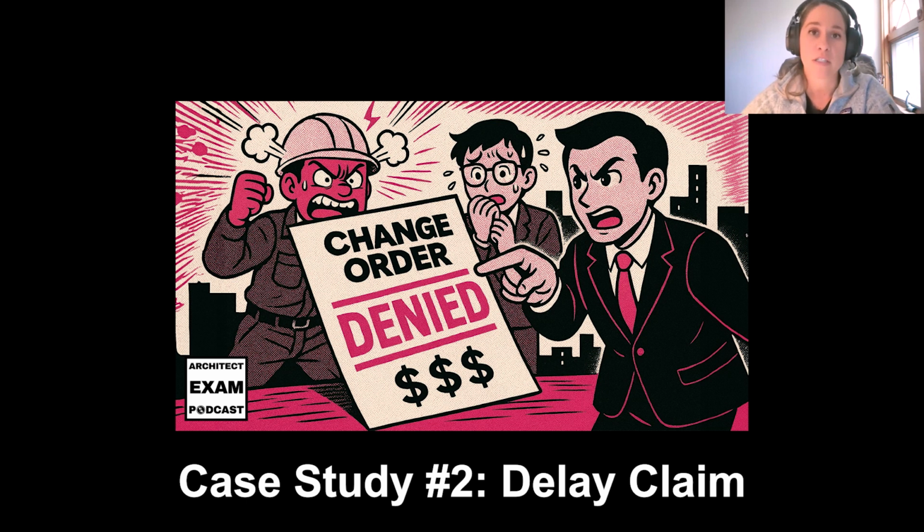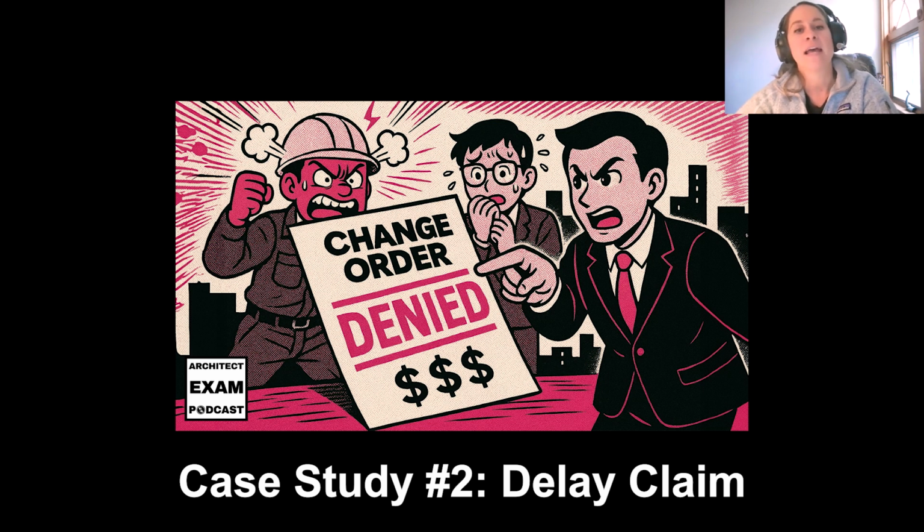So to make matters worse, on this project experiencing this seriously rainy season, there were also concurrent supply chain issues with structural steel. So the owner of this project was unwilling to extend the completion date due to these delays. And on top of that, the contract had a liquidated damages clause for $2,500 per day of delayed completion.